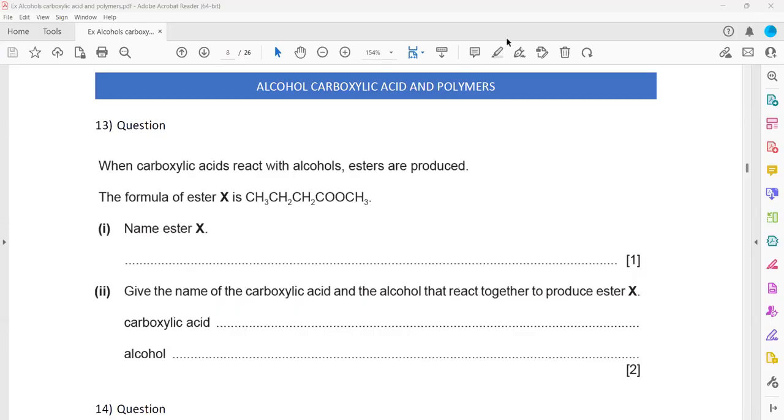Exercise: alcohol, carboxylic acid, and polymer. Question 13. When a carboxylic acid reacts with an alcohol, esters are produced. The formula of the ester is given. You have to name this ester.